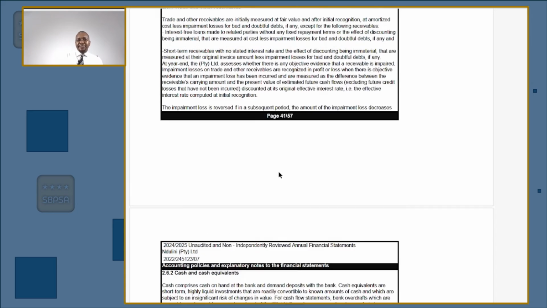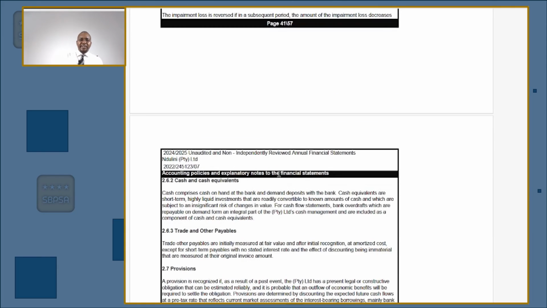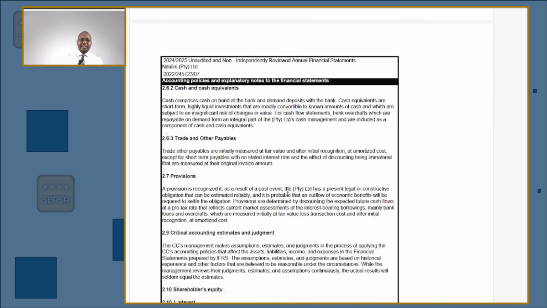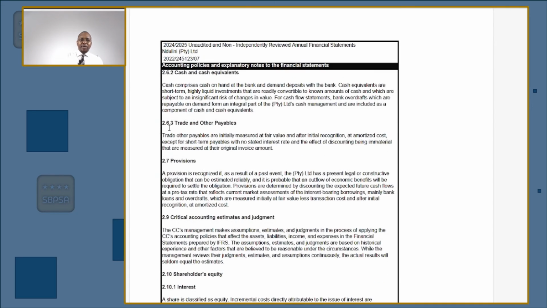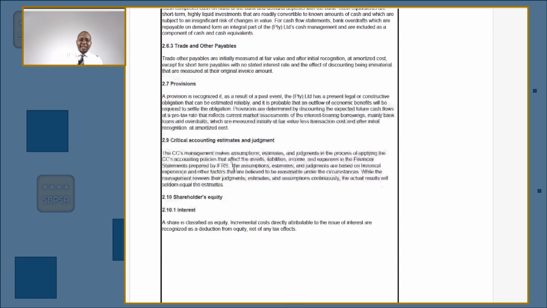What about staff receivables? Are those also financial instruments? Cash and cash equivalents, is that a financial instrument? Also trade and other payables, are those financial instruments? When do we have provisions? Okay, because we also don't want you to have accounting policies for items that we won't find on the main financial statements. Then he says critical accounting estimates and judgments.